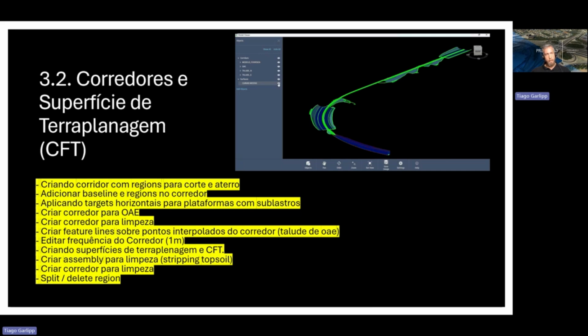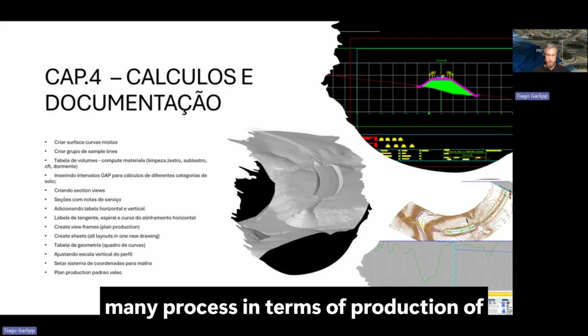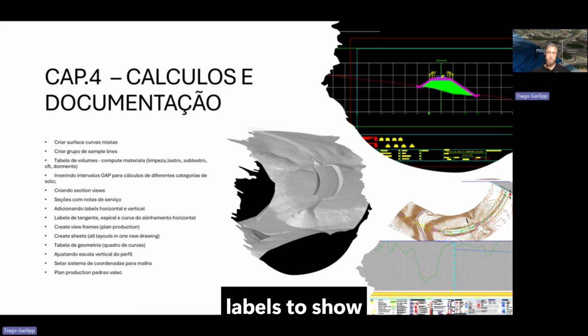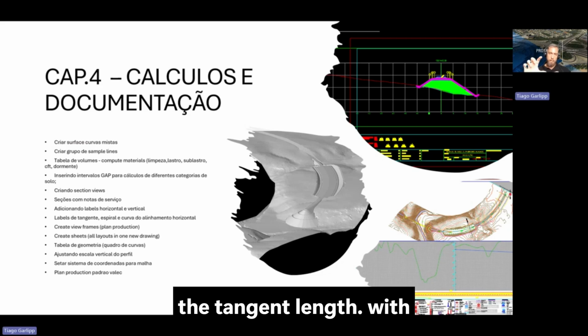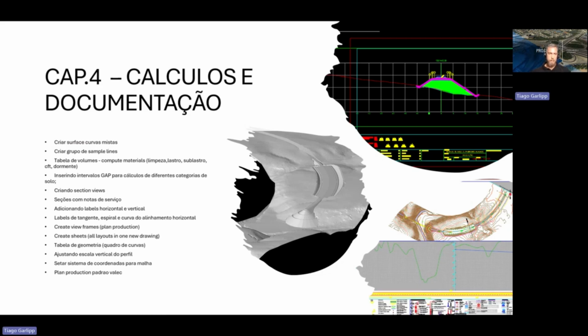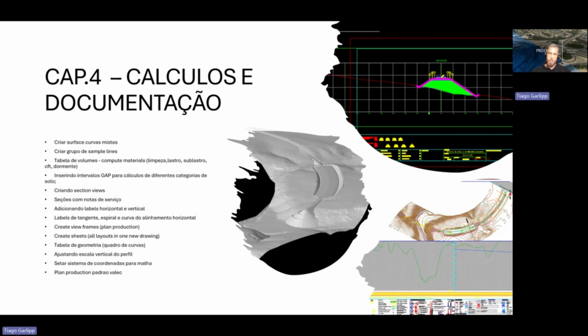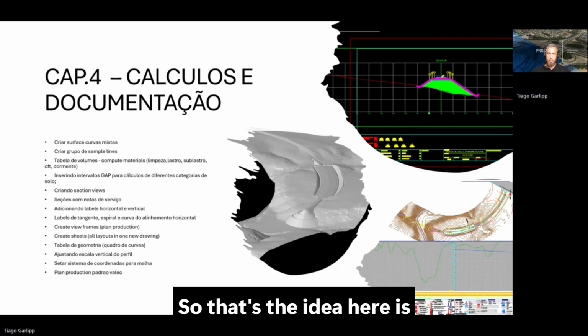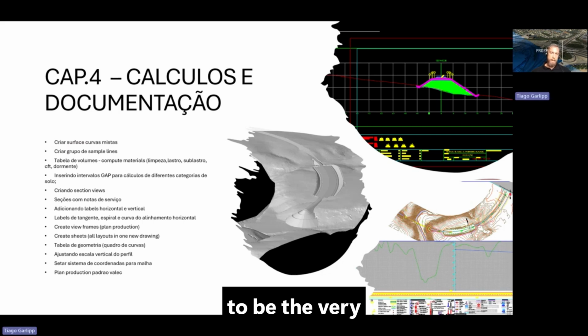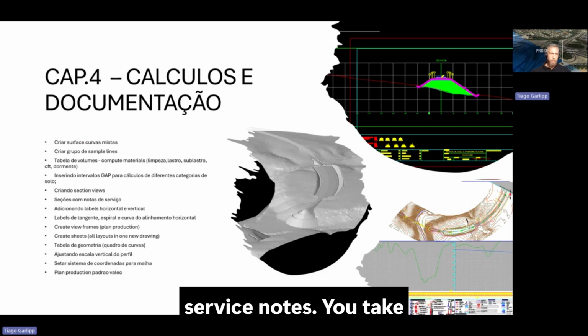So in this step, you will do many processes in terms of production of labels to show the tangent length, with one table showing the deflection, the coordinates, the central angle, and the circular curve. So the idea here is to have a very complete material, including the service notes.